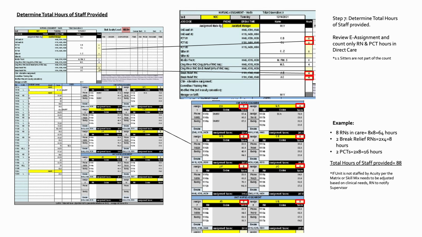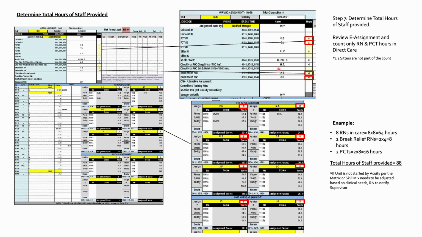Now I'm going to go back to my e-assignment to determine how many total hours of staff were actually provided. So let's go back to this e-assignment, and now I've enlarged it, and I'm only going to count RNs and PCT hours in direct care. I am not going to include my one-to-one sitters. They are not part of the count because they're at the bedside. They are not on the unit supporting the needs of the unit.